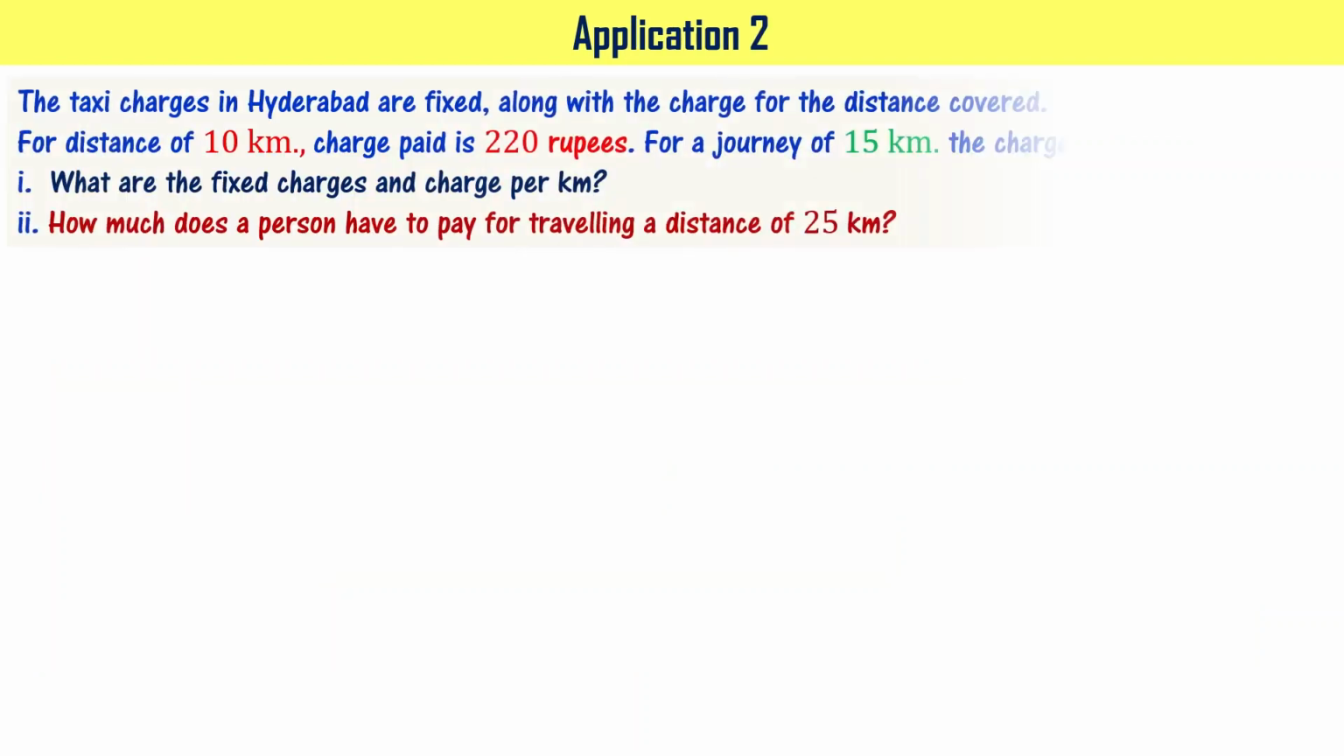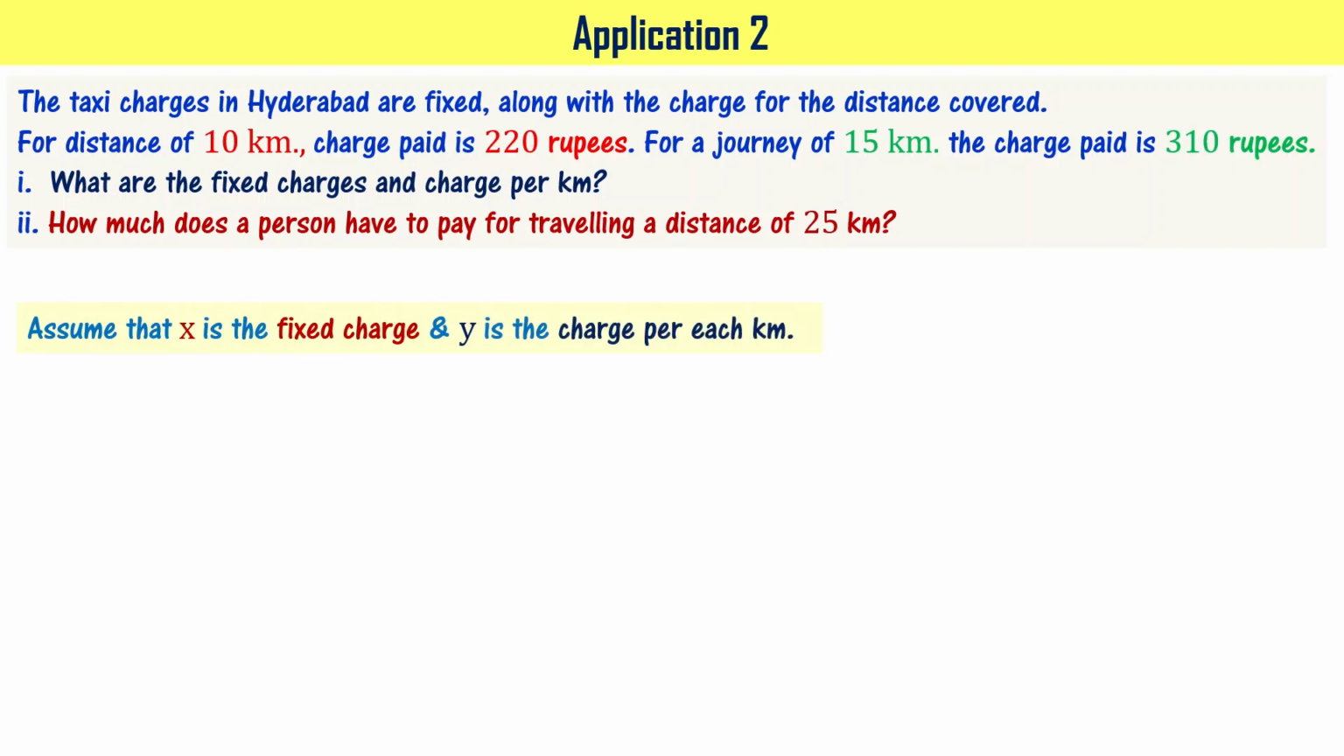Let's take a look at another application problem, that is application 2. The taxi charges in Hyderabad are fixed along with the charge for the distance covered. For a distance of 10 kilometers, the charge paid is 220 rupees. For a journey of 15 kilometers, the charge paid is 310 rupees. Now we are asked to find what are the fixed charges and the charge per kilometer. The second part is how much does a person have to pay for traveling a distance of 25 kilometers. Let's assume that x is the fixed charge and y is the charge per each kilometer.